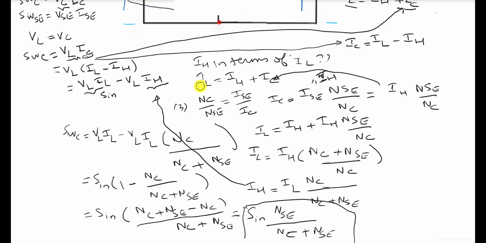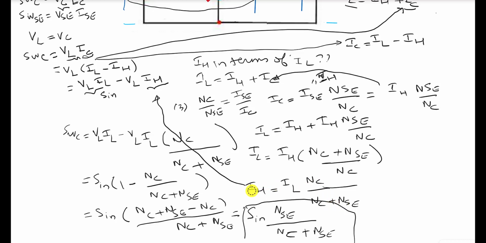Equation 1 told us IL is equal to IH plus IC. Equation 3 gave us NC over NSE is equal to ISC over IC. Cross multiply, we get IC is equal to ISC times NSE over NC. Equation 2 says ISC is equal to IH, so now we can replace this term here. That gives us IL is equal to IH plus IH times NSE over NC. Then we factor and cross multiply to find IH. That gives us IH is equal to IL times NC over NC plus NSE.